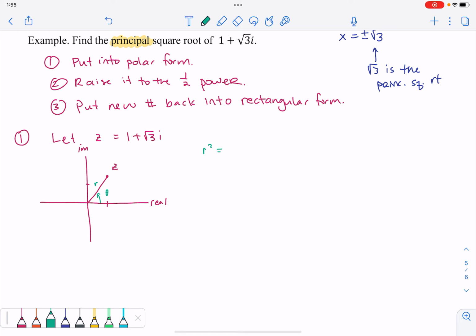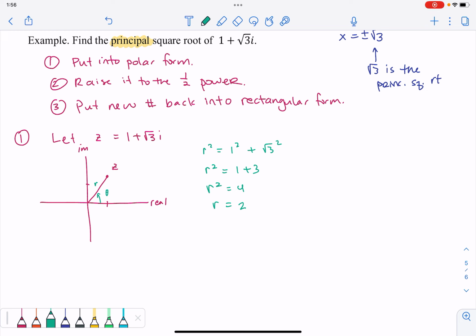So r squared, I know, is just take the real component and the imaginary component, a and b, which are still real numbers, and square them. I get r squared equals 1 plus 3. So r squared is 4, so r would just be 2. And how do I pick between 2 and negative 2? I do so because r is just a line segment and I need it to be positive.